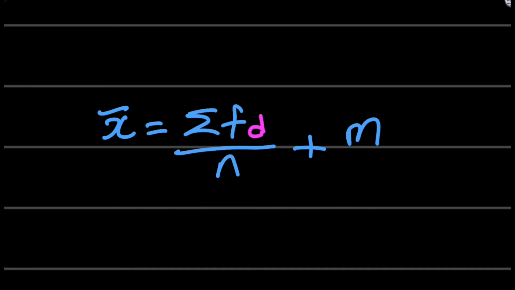We have summation fd over n plus m, and as usual, summation means you add up all your values. So the question is, what are you summing up? We are summing up all the values of fd. So there will be a column called fd that has different data values, and when we get to the bridge, we'll cross it. After summing up your fd, you divide by your n.